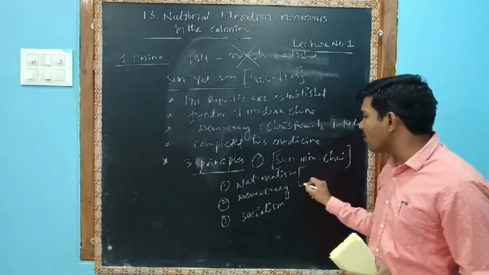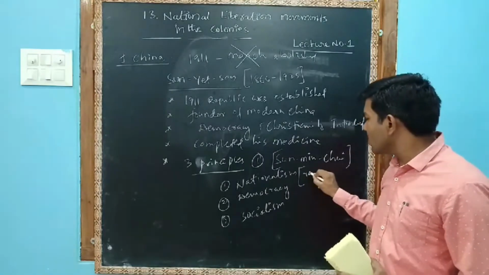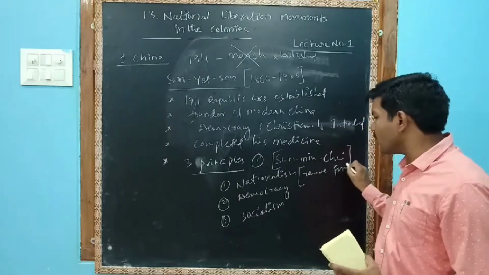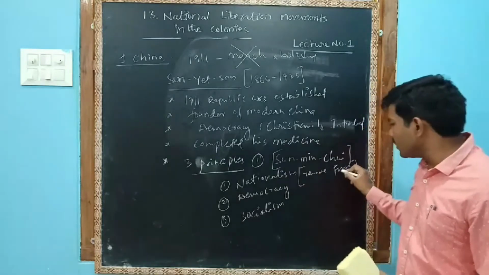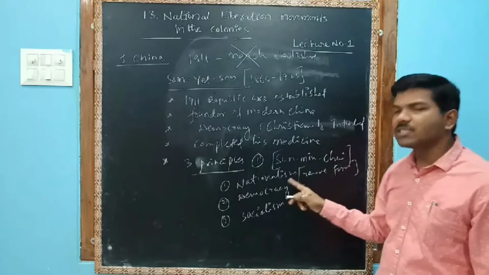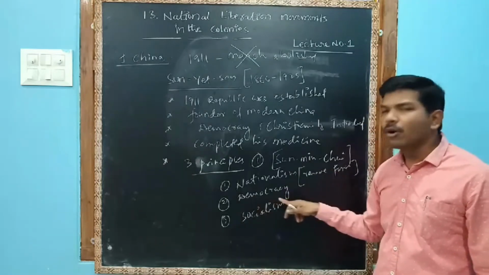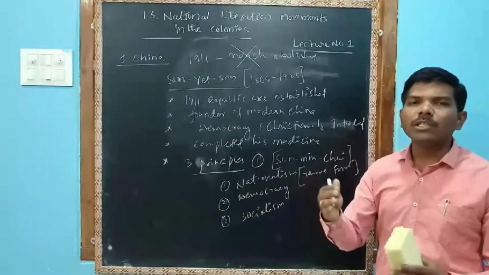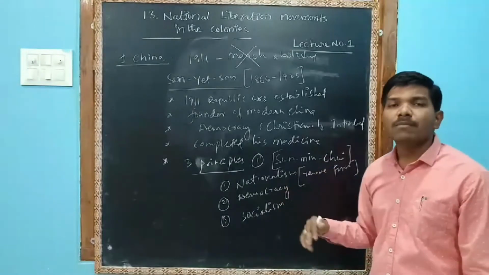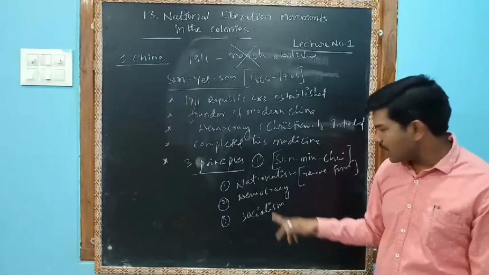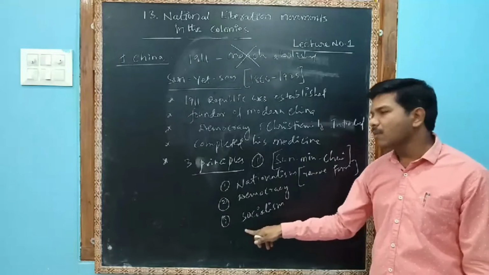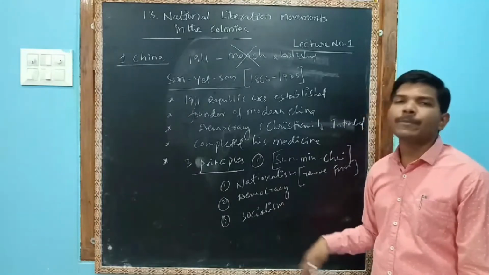He wanted to drive out the foreigners. He wanted to remove the foreigners. That is nationalism. And democracy: he wanted to establish democracy. That means a government elected by the people.